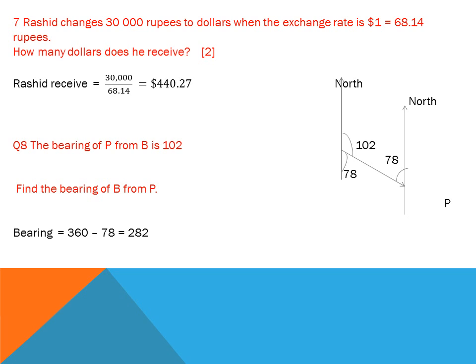In question number 7, Russia changes 30,000 rupees to dollars when the exchange rate is $1 equal to 68.14 rupees.